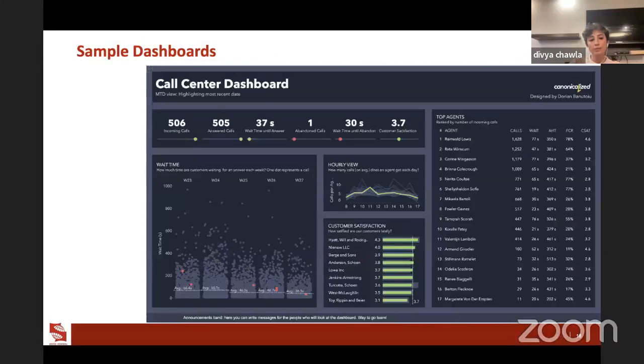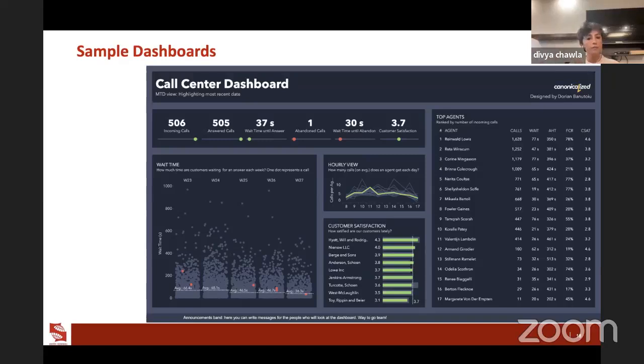Another example would be this, which is a call center dashboard. Now, we all have essentially talked to a lot of people on call centers, right? So they keep calling us all the time, or we keep calling them. If you have a query to raise to any of your service providers, you would essentially be calling.